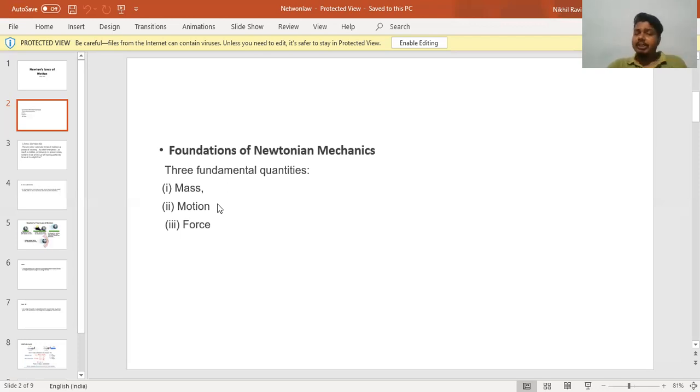Now most general kinds of motion combine both translation and rotation. Okay, now this is the main general fundamental concept of motion.